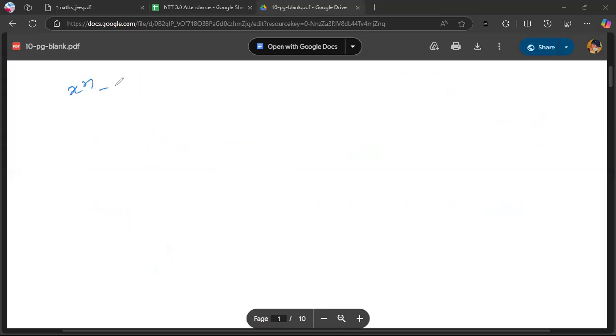Another property, and n is given as an odd number, only true for odd number. Then it will be divisible by x plus y.